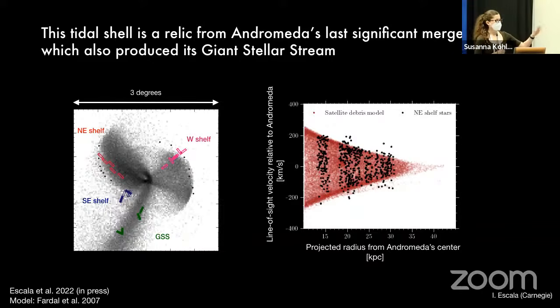So these red points are the satellite debris model. This model was actually fitted only to data in the giant stellar stream. It has no knowledge of the data in the northeast shelf. And despite that, you can see that qualitatively it provides a very good match. This is something that we have also shown statistically. So this provides fairly compelling evidence that these two events are related and that they come from the same original galaxy that was disrupted, likely within the last few billion years.